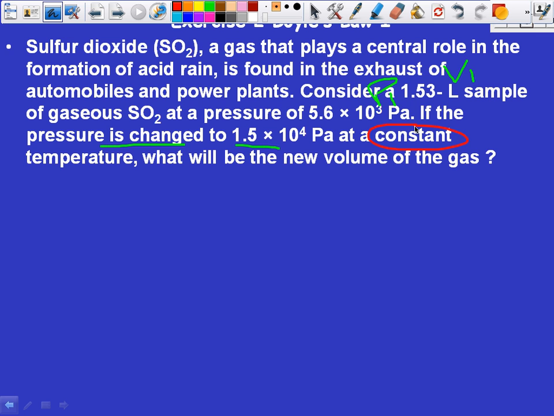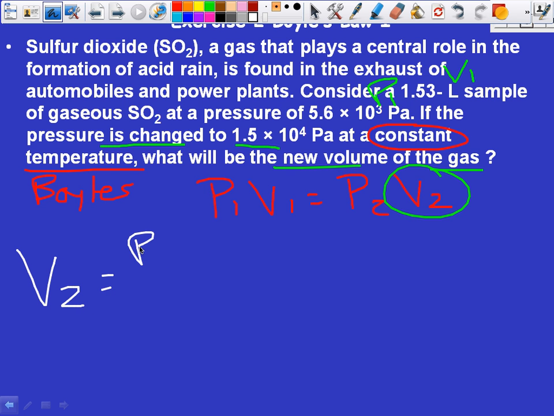At a constant temperature. As soon as they tell you that, you need to assume that Boyle's law is in effect. So what is Boyle's law? It is P1V1 equals P2V2. And again, where are your T's? Remember, the tricky T's aren't involved here because the temperature is constant. What will the new volume of the gas be? So we're going to be solving for V2 here. All right, so let's algebraically rearrange: V2 equals P1V1 over P2.